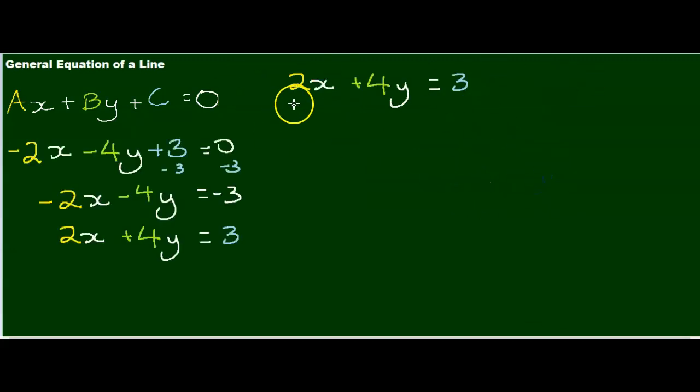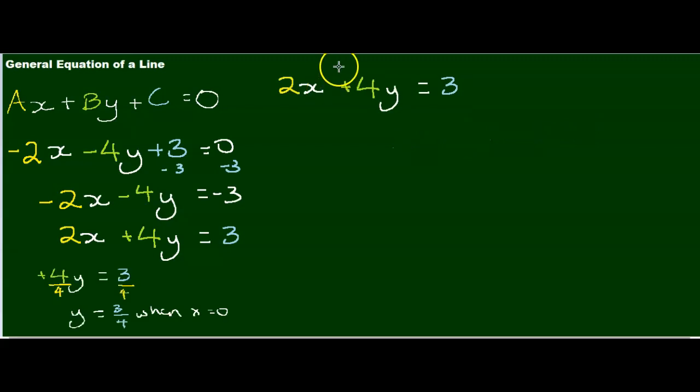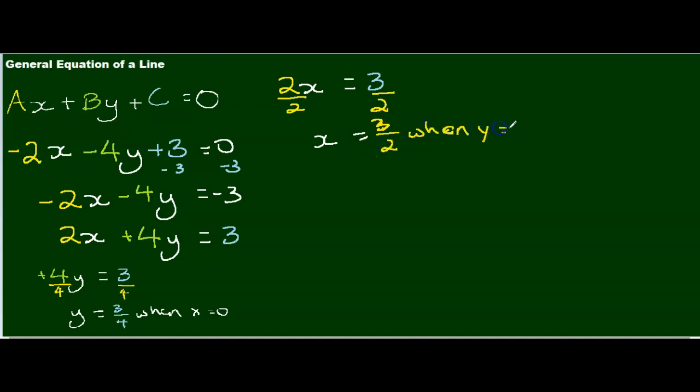Okay, now let's look at our equation. When our x equals 0, we can say 2 times x gives you 0, so we can remove that. And our 4y equals 3. So if we divide both sides by 4, we can say that y equals 3 over 4 when x equals 0. Okay, what about when your y equals 0? When your y equals 0, our 4y becomes 0, so we can ignore that. And we're left with 2x equals 3. Divide both sides by 2. My x equals 3 over 2 when y equals 0.